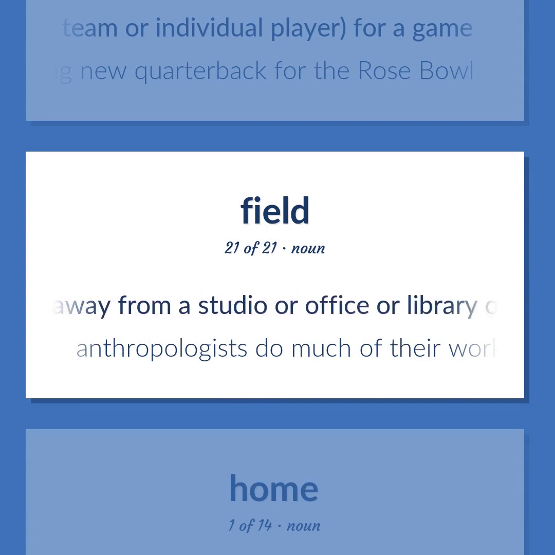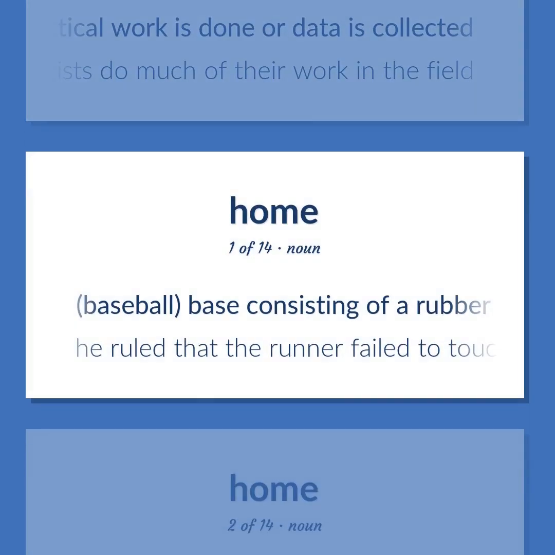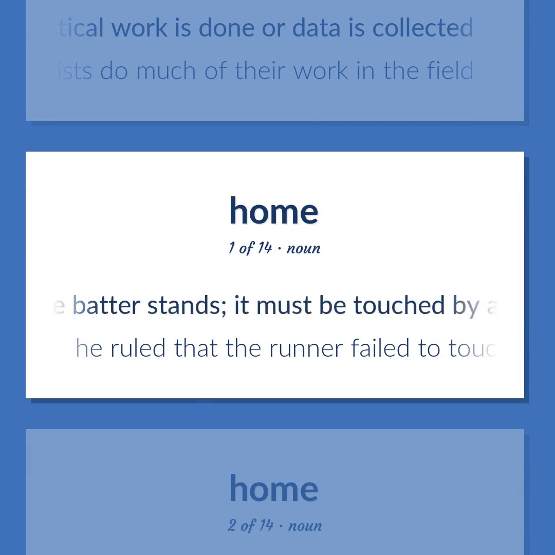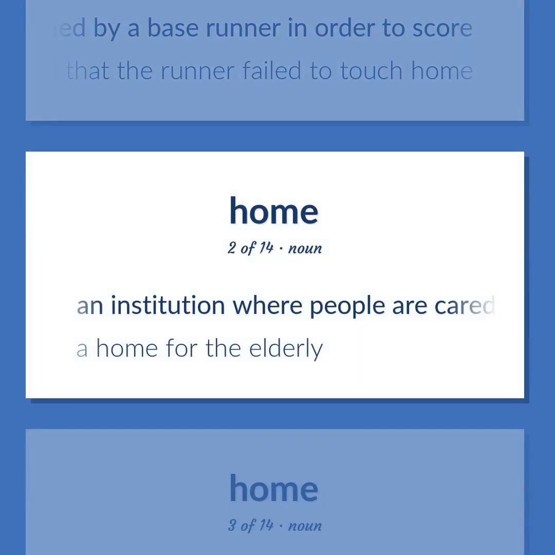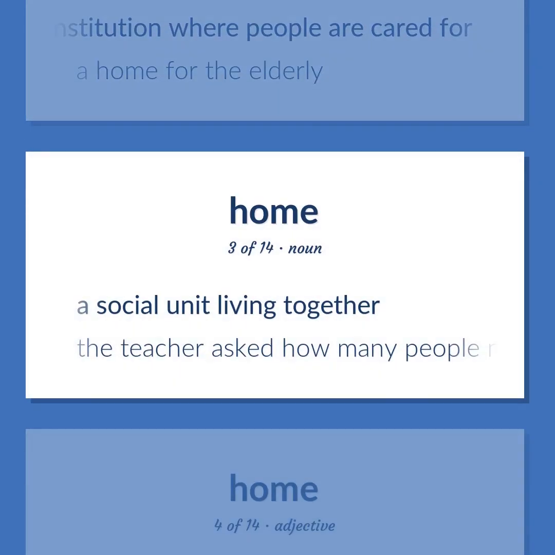Somewhere, away from a studio or office or library or laboratory, where practical work is done or data is collected. Anthropologists do much of their work in the field. Baseball. Base consisting of a rubber slab where the batter stands. It must be touched by a base runner in order to score. He ruled that the runner failed to touch home. An institution where people are cared for. A home for the elderly. A social unit living together. The teacher asked how many people made up his home.